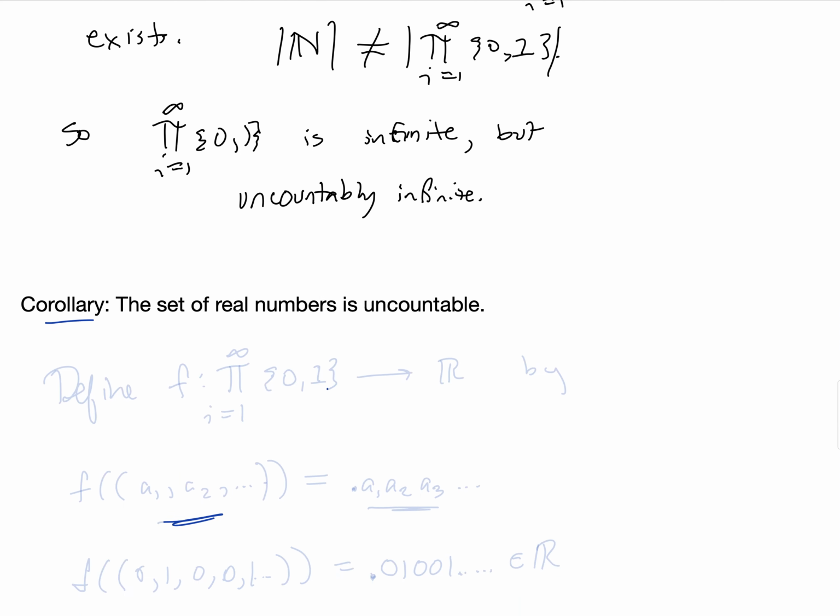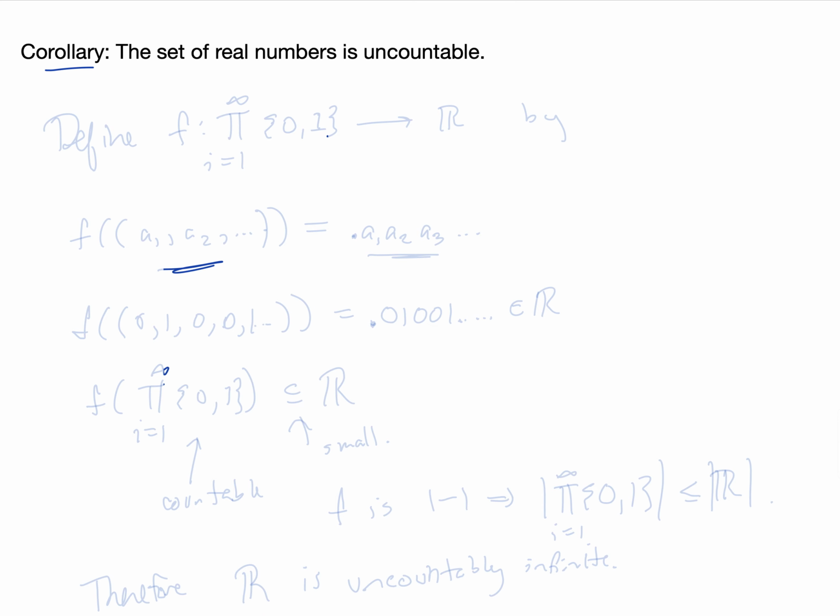A corollary to what we see above is that the set of real numbers R is uncountable, so is also uncountably infinite. To see that this is true, we're going to define a function f mapping this set we've just been talking about, the Cartesian product from 1 to infinity of this set with two elements, {0, 1}, to the real numbers by the following. So f of (a1, a2, ...) is equal to 0.a1 a2 a3 forever.